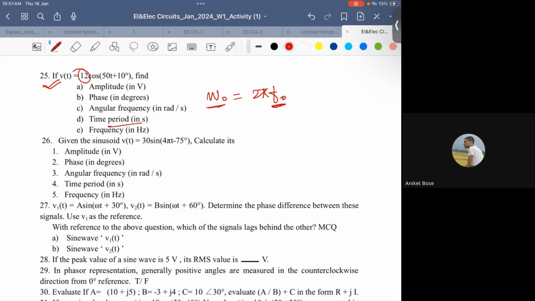If you have to calculate the time period, how will you calculate? 2 pi upon omega, right? Or omega, whatever has been given to you. So 2 pi upon the value that is given, 50, correct?